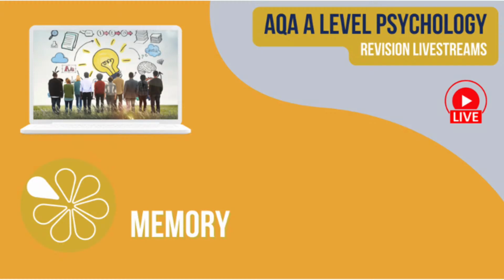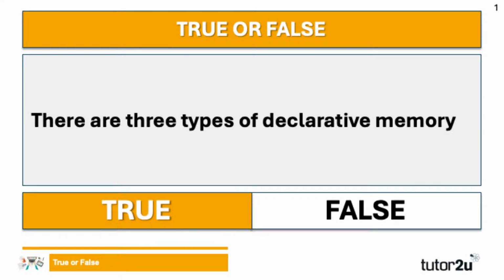Wonderful. So let's get started, guys. We're going to move on to our first quite straightforward activity. If you've been with us before, you'll have done this before. True or false. All you need to do is pop your answer in the answer box. The first one: there are 3 types of declarative memory. Is that true or is it false?